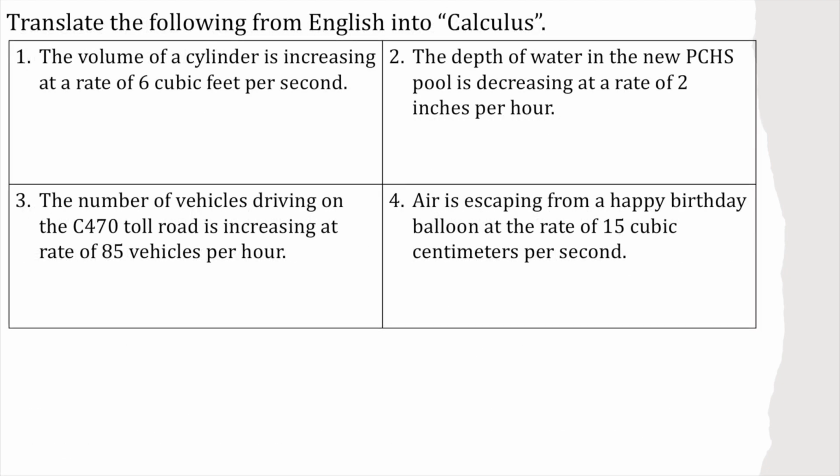Translate the following from English to calculus. The volume of a cylinder is increasing at a rate of 6 cubic feet per second. That would be dV/dt equals 6 feet cubed per second. Number 2, the depth of water in the new Pine Creek High School pool is decreasing at a rate of 2 inches per hour. Decreasing. So dH/dt, sometimes we use height for depth because dD/dt just gets complicated. Anyway, dH/dt equals negative 2 inches per hour.